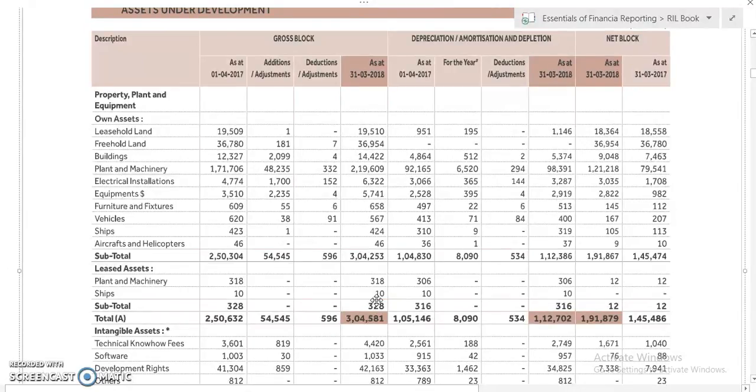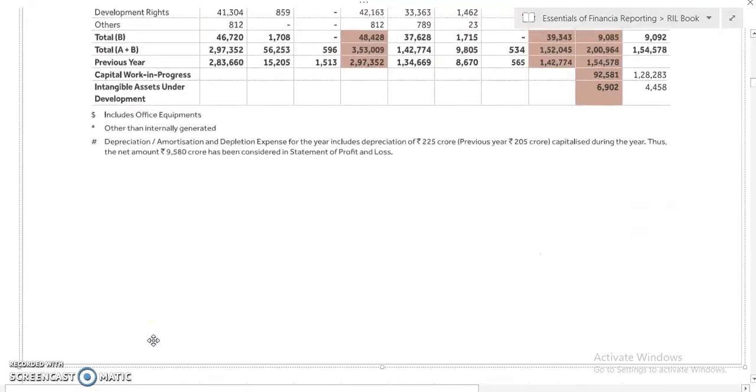These are one of the drawbacks of reading the financial statements. They don't give all the information, and sometimes the information which is given is misleading. They are not complete. For example, here they have plant and machinery, electrical installations, equipments, furniture, vehicles, ships, aircrafts, and some lease assets. Then they have some intangible assets. So let's look at the intangible assets. What kind of intangible assets does this company have?